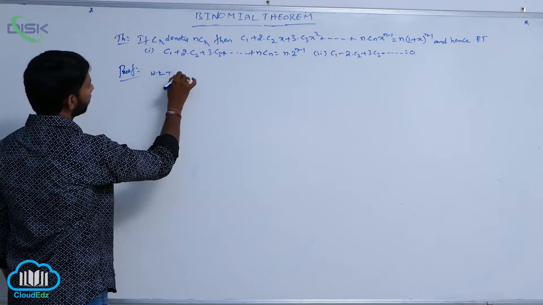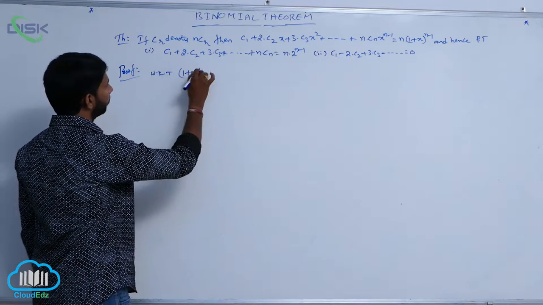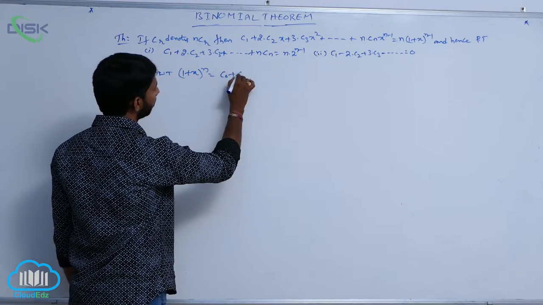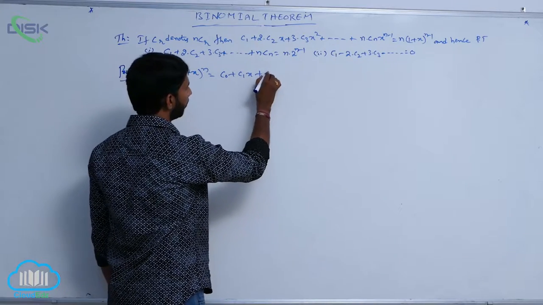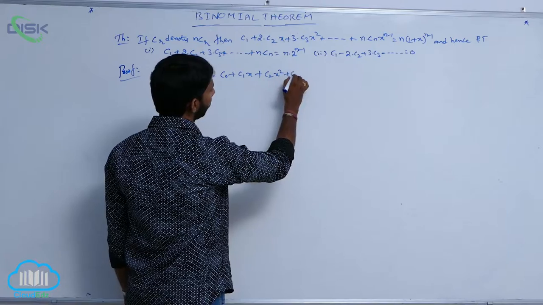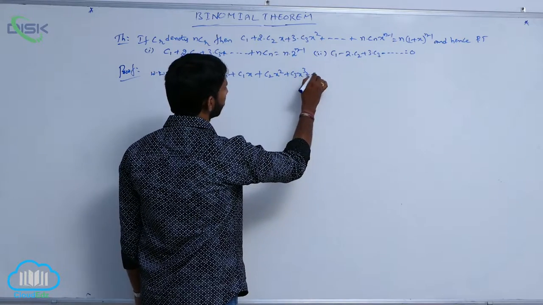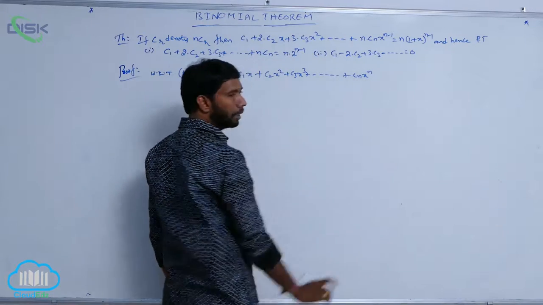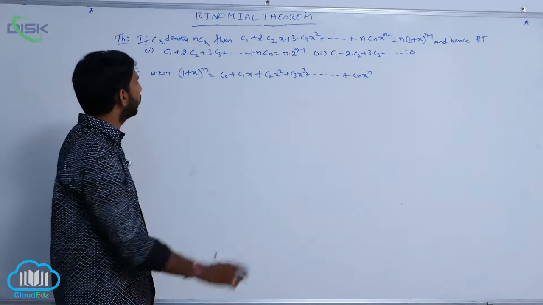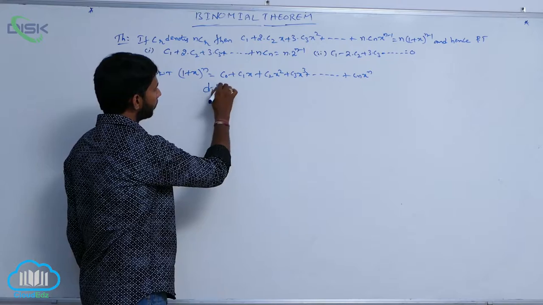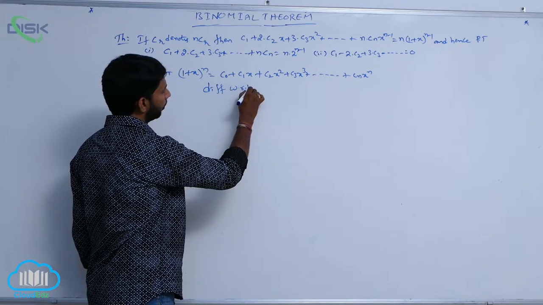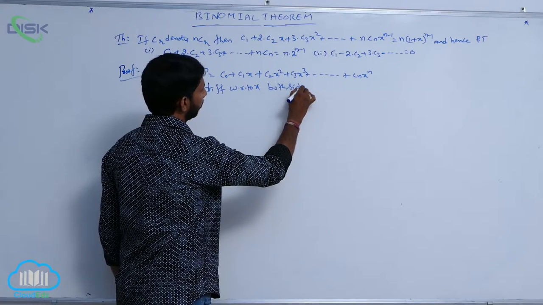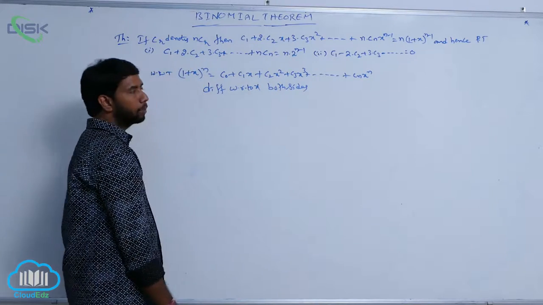We know that (1 + x)^n is equal to C0 + C1 x + C2 x² + C3 x³ + and so on, Cn·x^n. Differentiate with respect to x both sides.